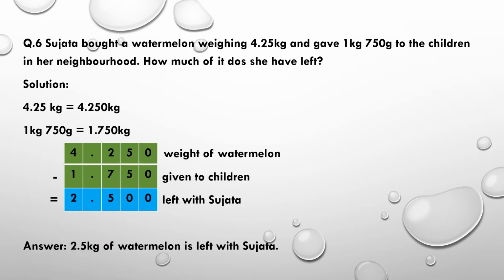So 4.250 minus 1.750 is equal to 2.500. So the answer is 2.5 kg of watermelon is left with Sujata.